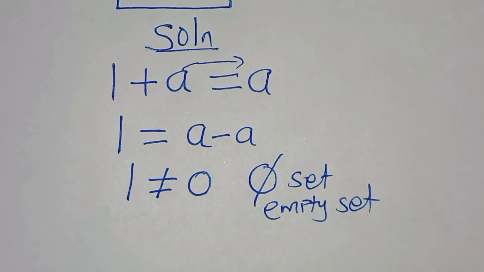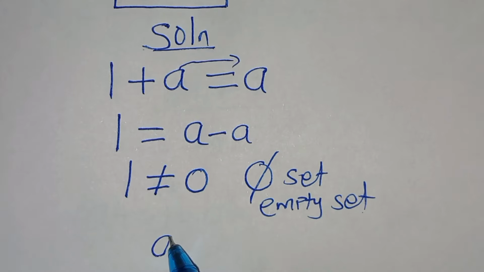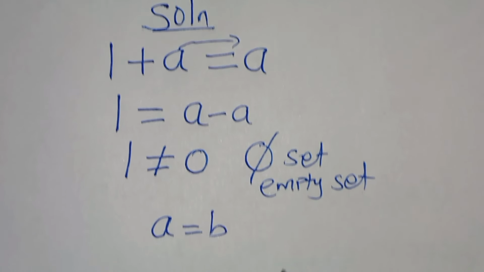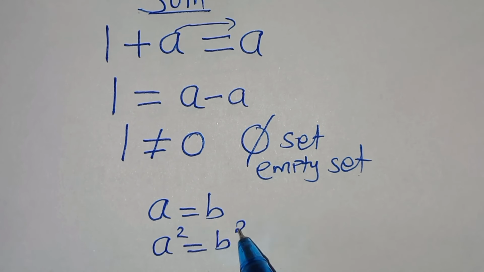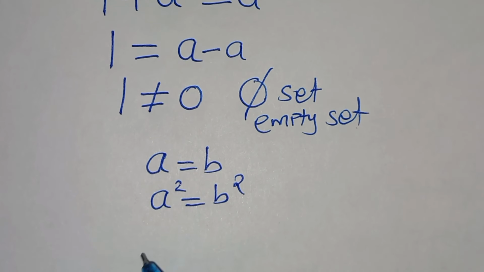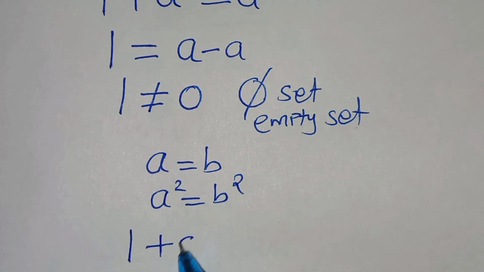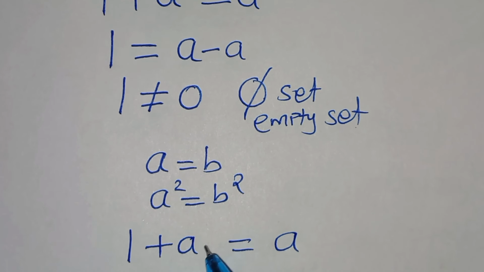Now, in other words, if we have a equal to b, we have that a squared, this is equal to b to the power of 2. So this means that 1 plus a, this is equal to a. So the first thing here, let's square on both sides.